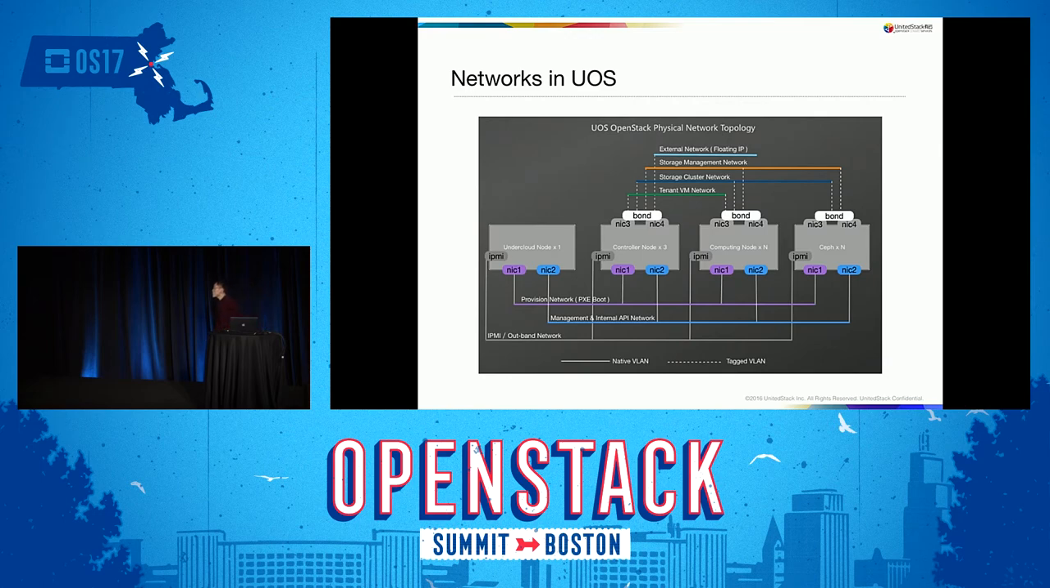So this is the network topology. NIC 1 and NIC 2 are connected to the 1 gigabyte switch. NIC 1 is a provision network to install the operating system, and NIC 2 is the management network. NIC 3 and NIC 4 are bonded to provide the tenant VM network, storage cluster network, storage management network, and the external network.